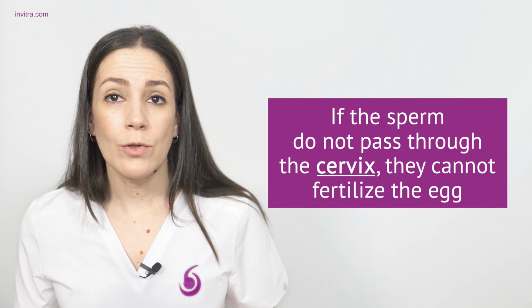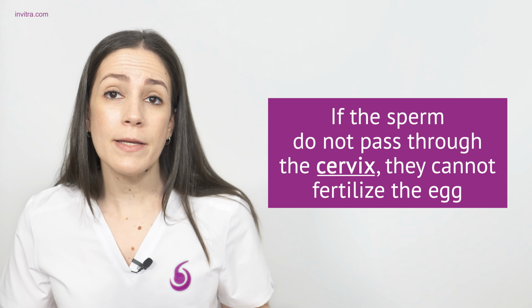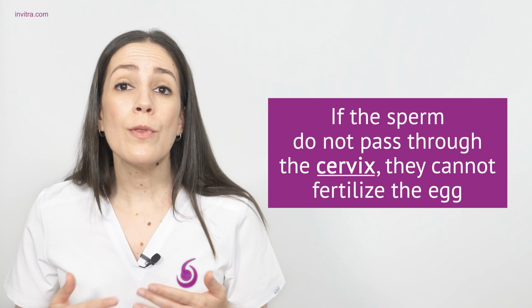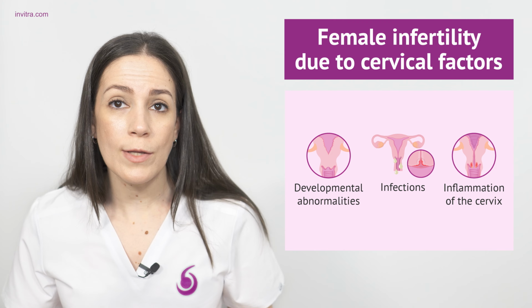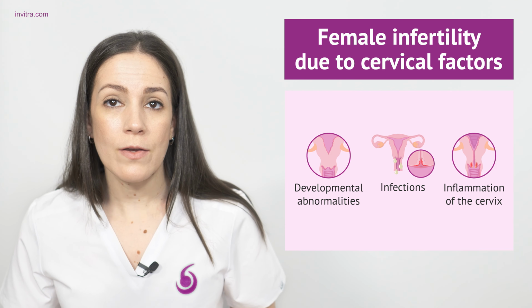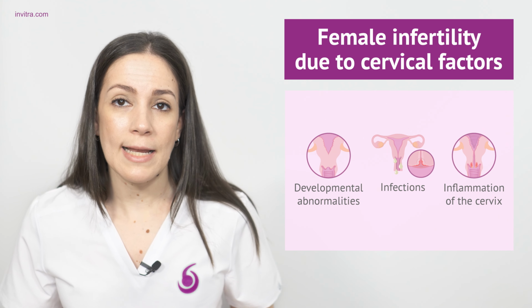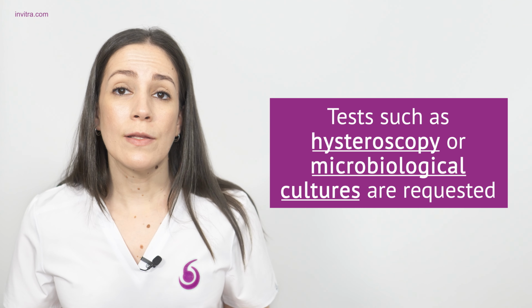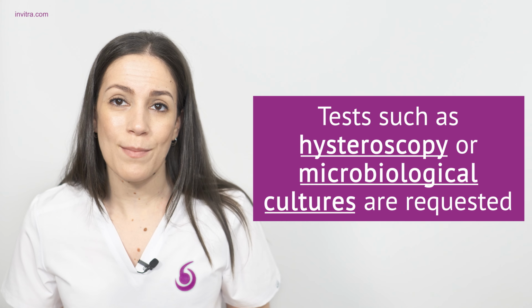Regarding the cervical factor, if the sperm are unable to pass through the cervix or the neck of the uterus, they will not be able to reach the egg to fertilize it. For this reason, abnormal growths that develop in the cervix, such as polyps, as well as alterations in cervical mucus, infections or inflammation of the cervix, might be a reason for female infertility. Tests like a hysteroscopy or microbiological cultures are requested in this case, for example.